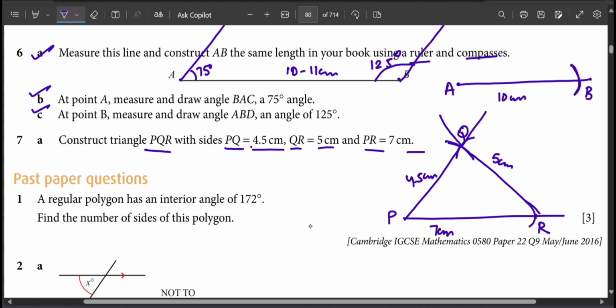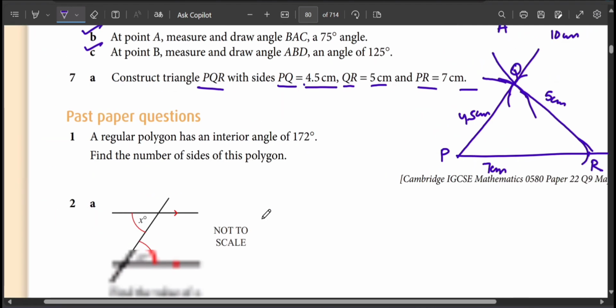Same goes with the arcs. Just make sure you don't make them rough and don't override them. Let's do some past paper questions now.